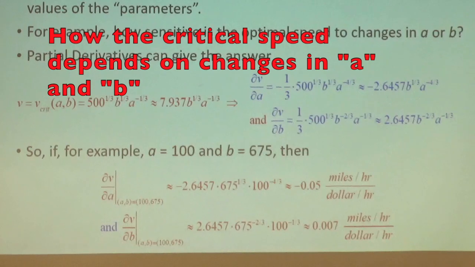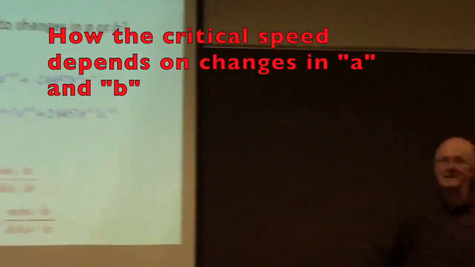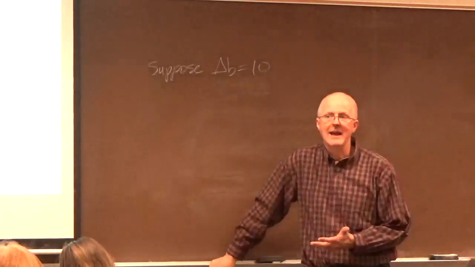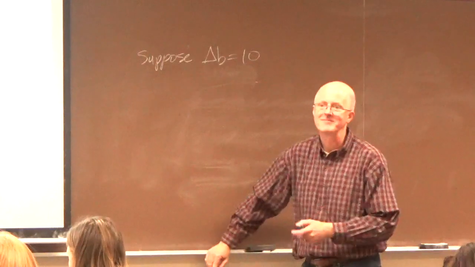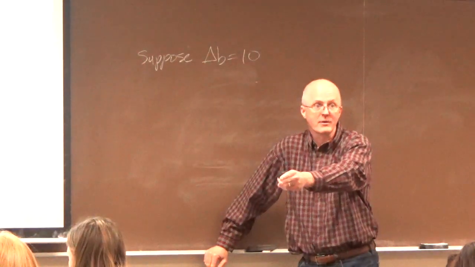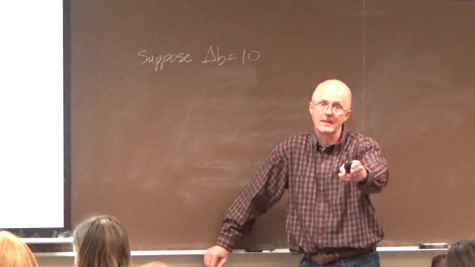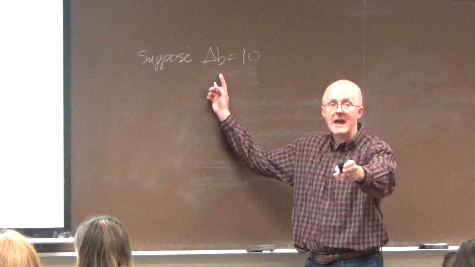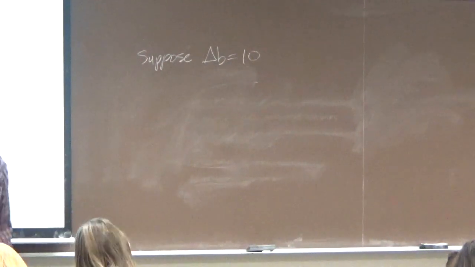For example, suppose B changes by 10, right? Your employees go on strike, demanding more hourly wages, and you probably would go up by more than 10. Let's just keep it at 10. Say that cost in dollars per hour for the wages and maintenance, et cetera, goes from $675 per hour to $685 per hour. Then delta B would be 10. And what would that mean about your minimum speed?